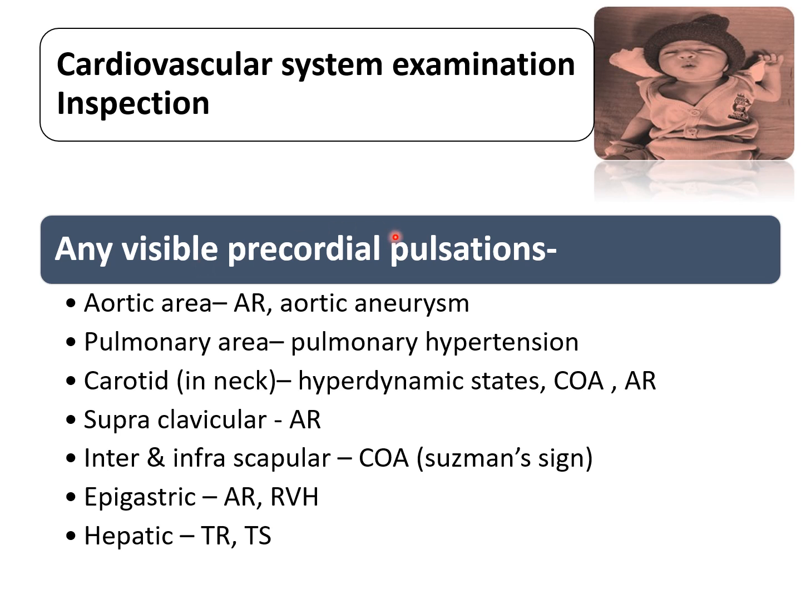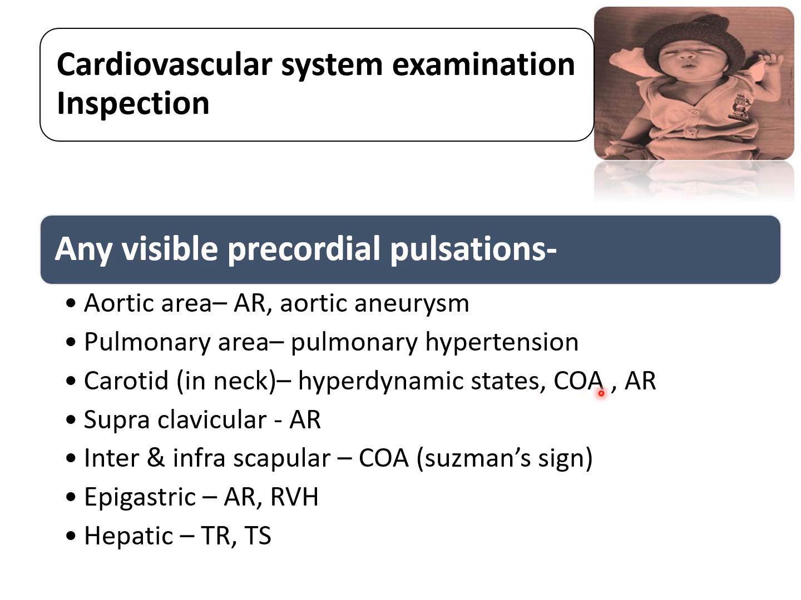Then check for any visible precordial pulsations over the chest. In the aortic area, if pulsations are visible, then AR or aortic aneurysm can be there. If in the pulmonary area, then pulmonary hypertension can be there. In the carotid or neck area, it can be seen whenever there is a hyperdynamic state, for example, if the patient has severe anemia.